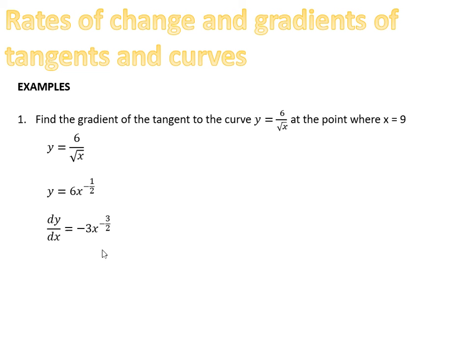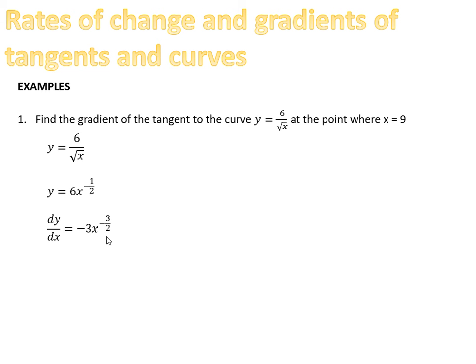Right, dy by dx equals that. Minus a half times 6 is minus 3. Drop the power by 1 and it's minus 3 over 2. So this is our derivative. Our derivative allows us to find the gradient at a specific point. The point that we want is x equals 9. So we want to substitute x equal to 9 into this.